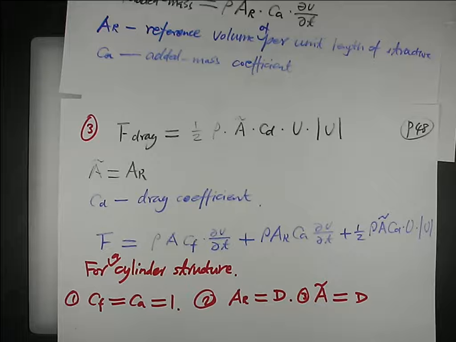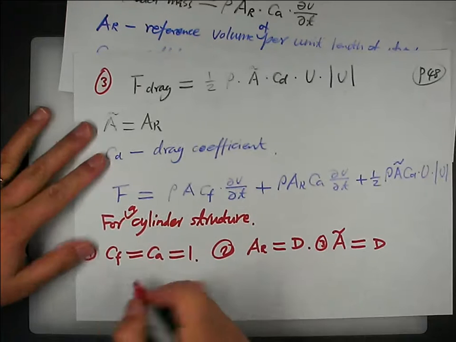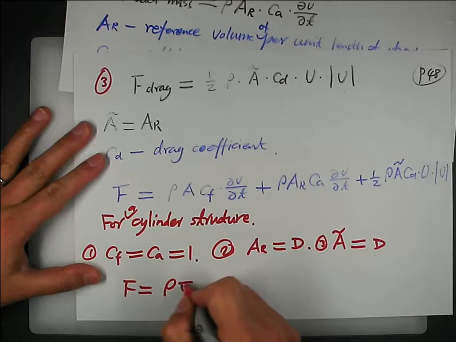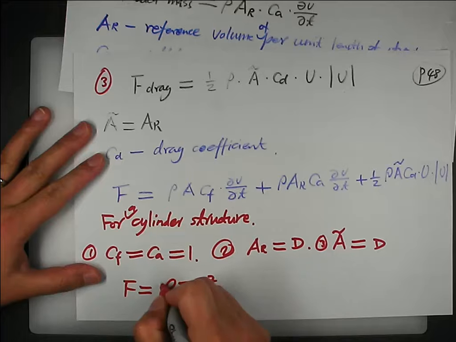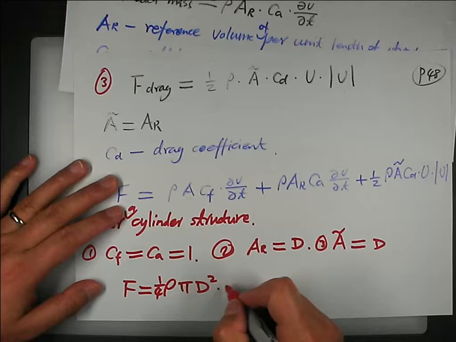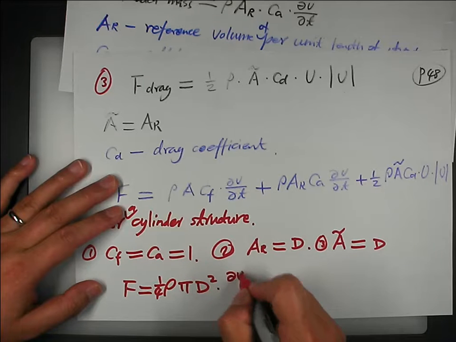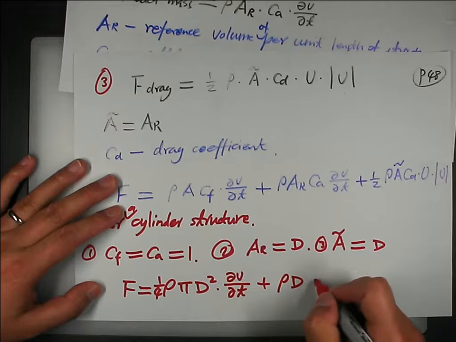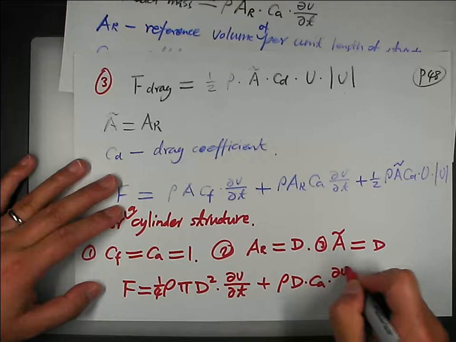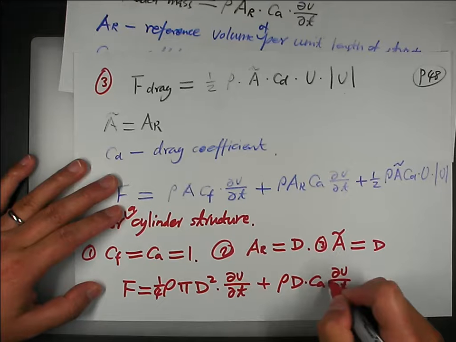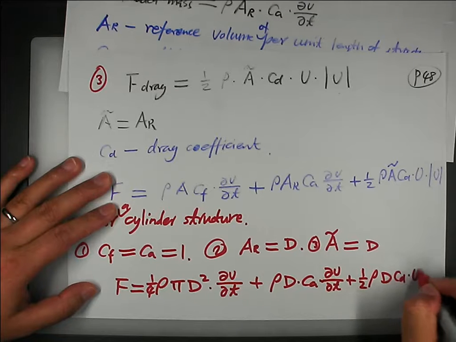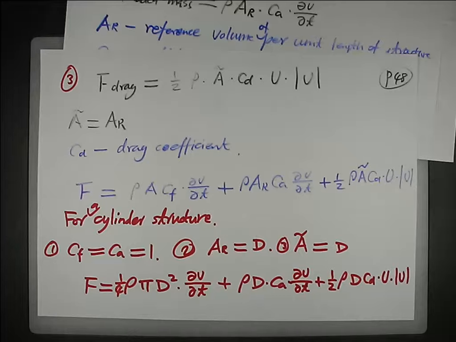So then, for a cylinder structure, we have so many simplifications. Then we got a new equation for cylinder. So F is equal to rho A, where A is pi d square over four, okay? Then times CF, which is 1, delta U delta T, plus AR, which is D, times rho D CA delta U delta T, okay? Then times half rho D CD U times absolute value of U. So this is the Morison equation for cylinder.